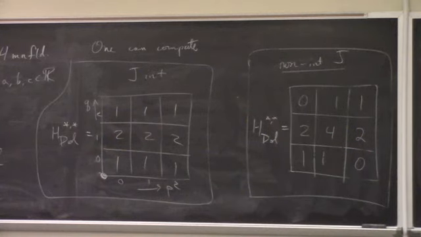So the statement is that for left invariant J's on this manifold, thought of as Heisenberg group times R, for left invariant J's, these are the only 2 possibilities.